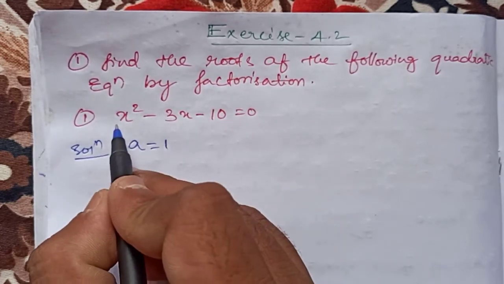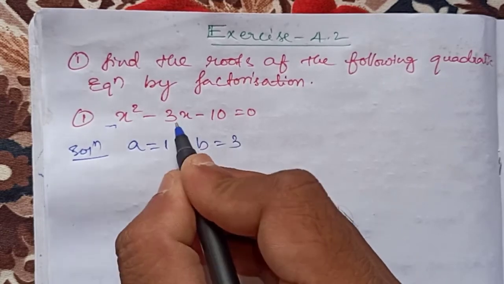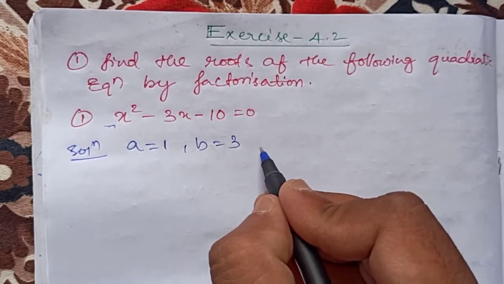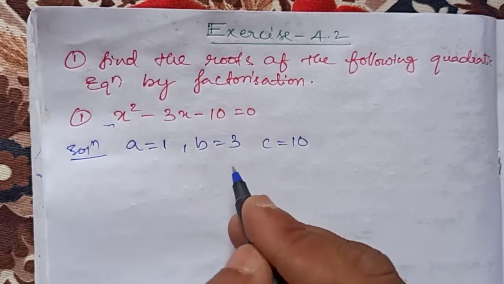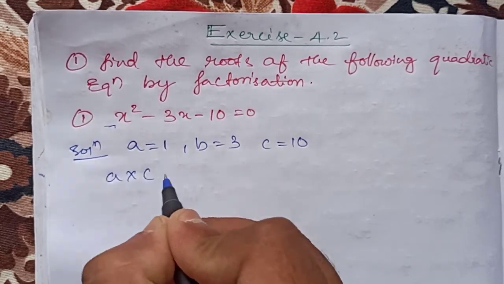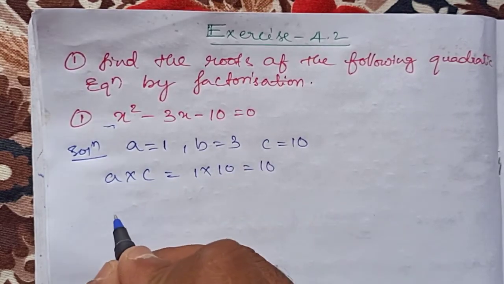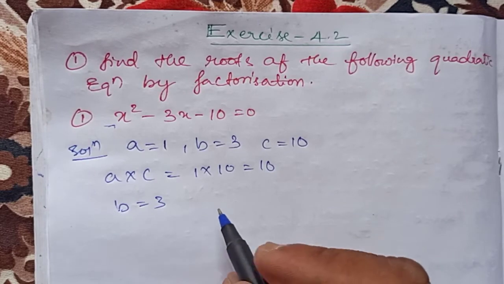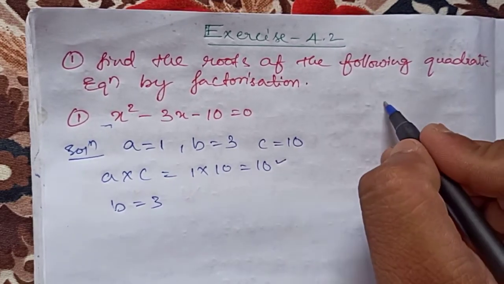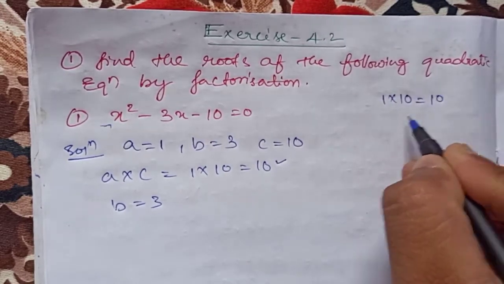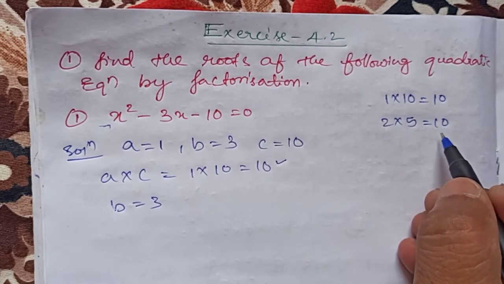What is a? Is there any number with x square? No, so write 1. B is 3, minus 3 is there, just write 3. C is 10, without sign I am writing. Now first of all, we find a into c. A into c is 1 times 10, which is 10. B is 3. Then we find the tables in which 10 comes: 1 into 10 is 10, 2 fives are 10, and its reciprocal also gives us 10.